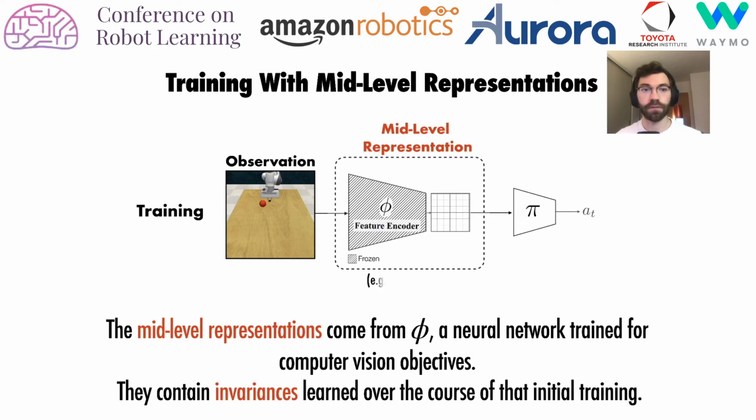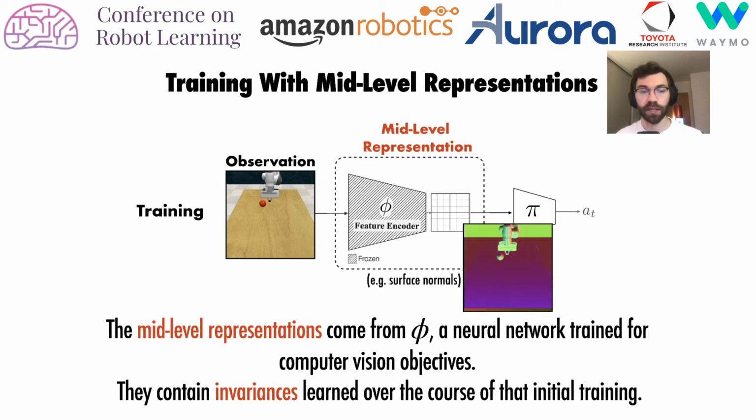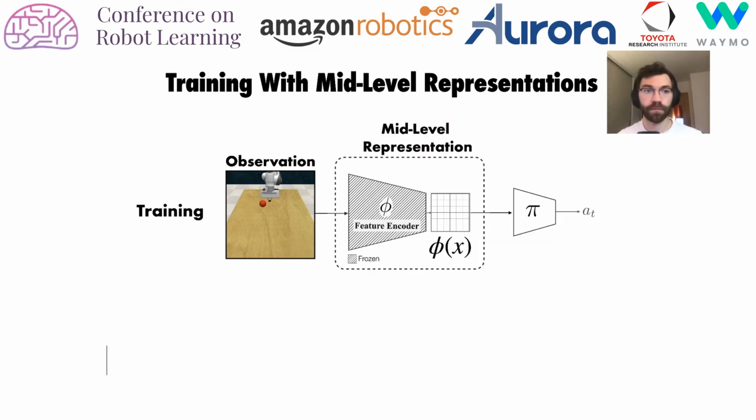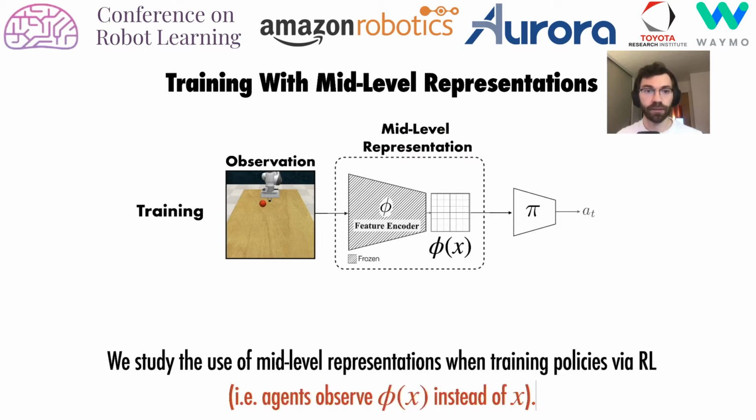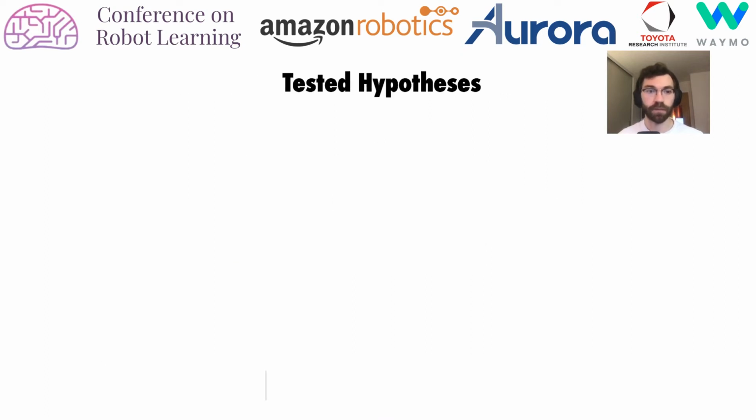For example, if the feature encoder was trained for surface normals, then the latent features can be decoded into a surface normal image that preserves geometry while dropping color and texture. We test these mid-level representations as a drop-in replacement for pixels when training policies using RL, so that during RL training, the agents are provided only with the encoding phi of x and not the original image. We find that incorporating invariances in this way improves both generalization and training speed when compared to learning from scratch or using other invariance learning techniques, such as domain randomization.